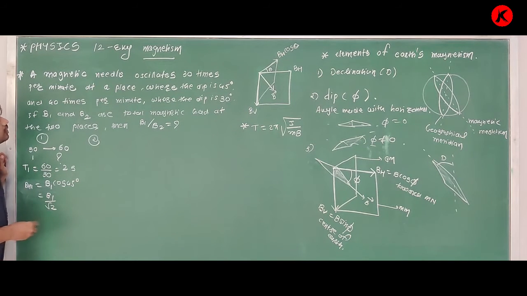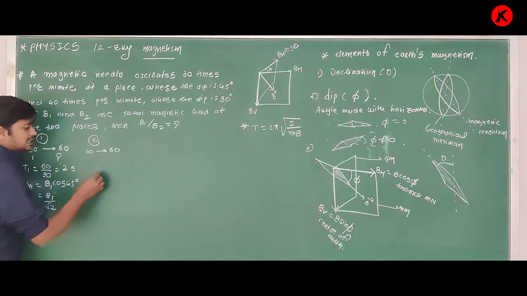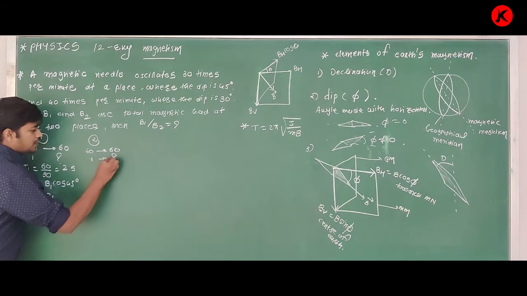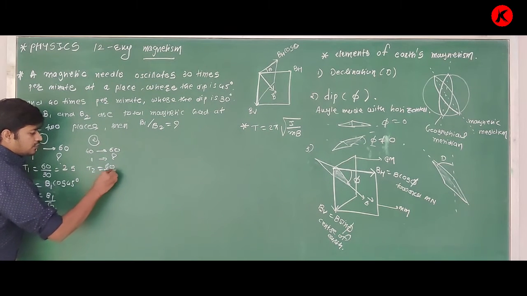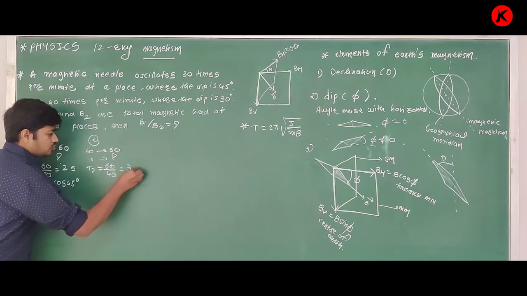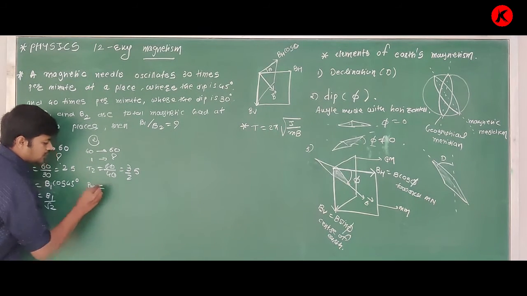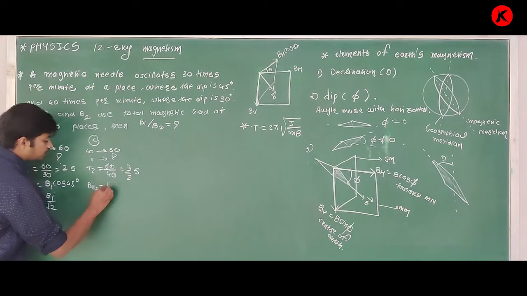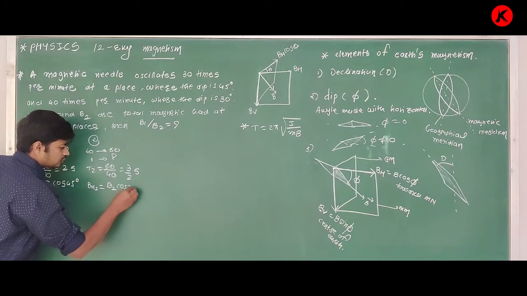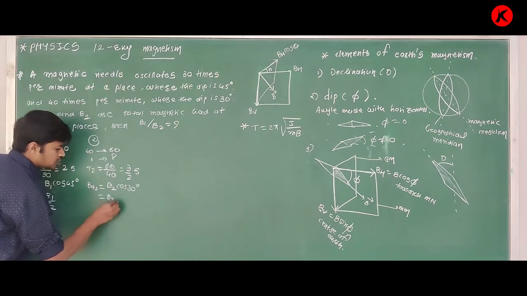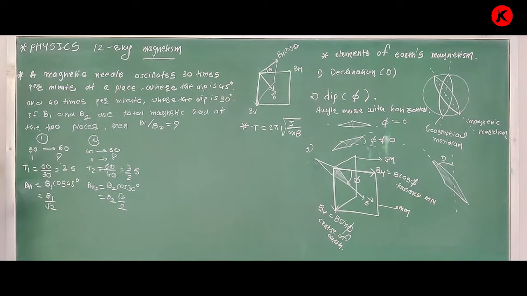Similarly, we can write the data for the second. It oscillates 40 times per minute, so in 60 seconds, for one oscillation, what is the time? T2 is equal to 60 upon 40, which is 3 by 2 seconds. And in this case, BH2, the horizontal component of Earth's magnetic field, is equal to B2 cos 30. Cos 30 is root 3 by 2.